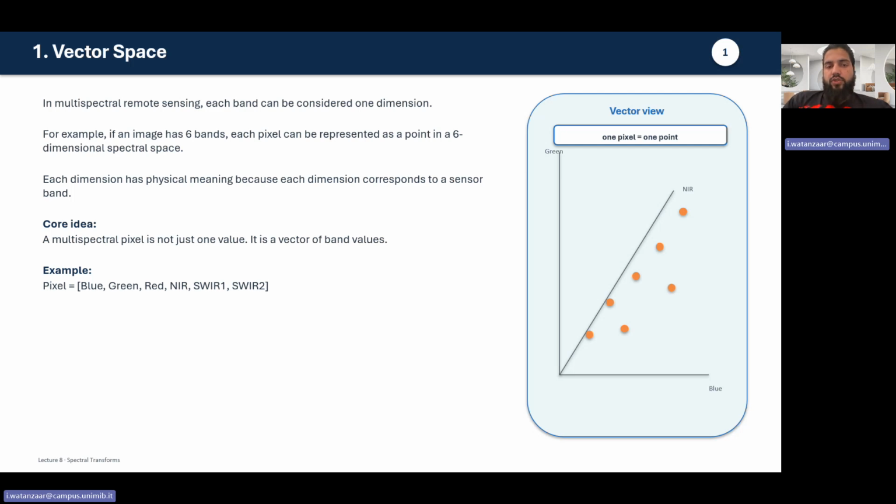Each dimension has a physical meaning because each dimension corresponds to a sensor band. That is obvious, because it is directly associated with the instrument. By instrument, we mean the sensor, and each dimension corresponds directly to the hardware or sensor. That's why we are discussing the vector space. It's not a single value anymore. It is a transform in the space form and in a vector form.